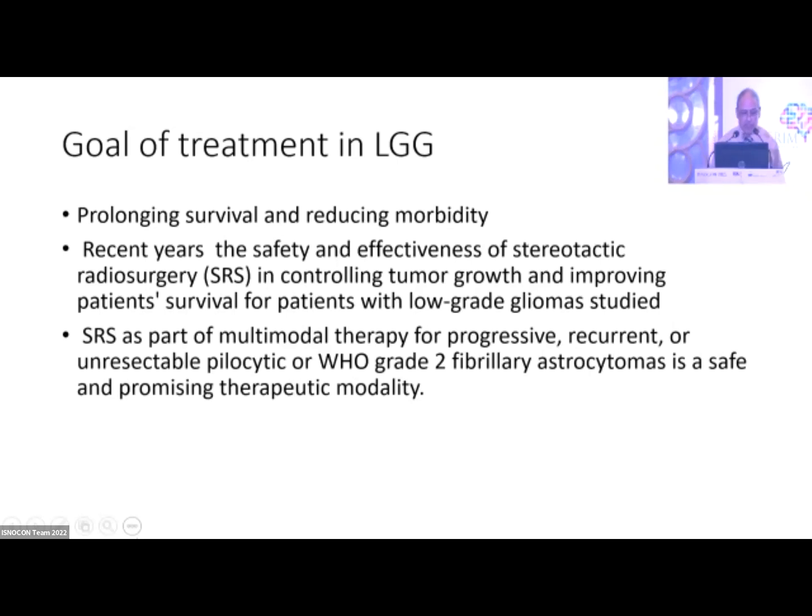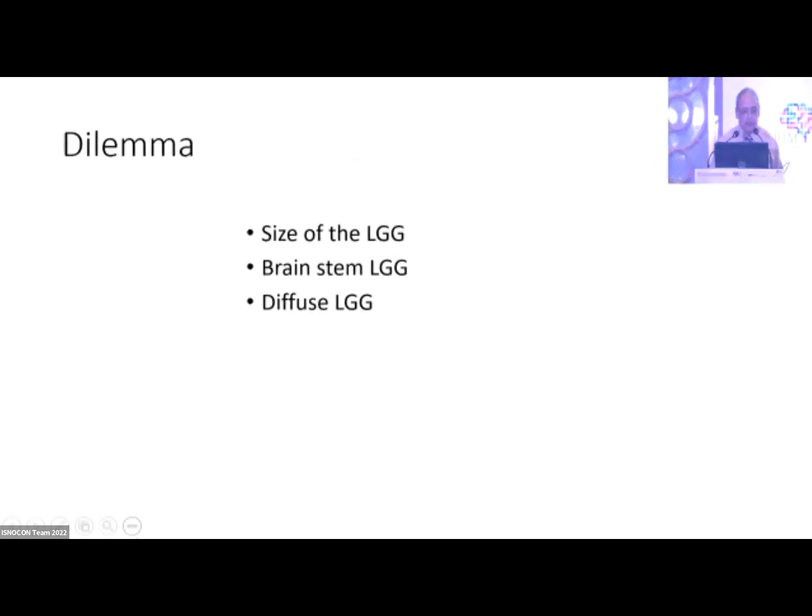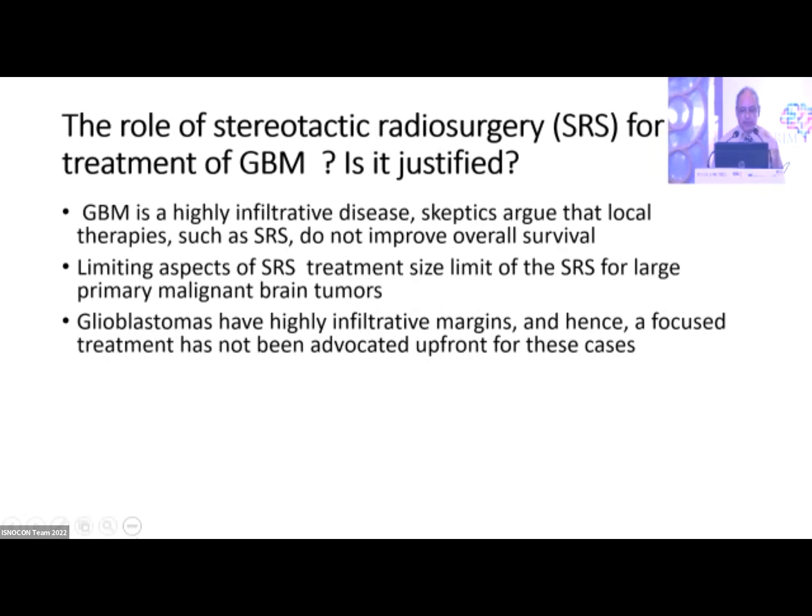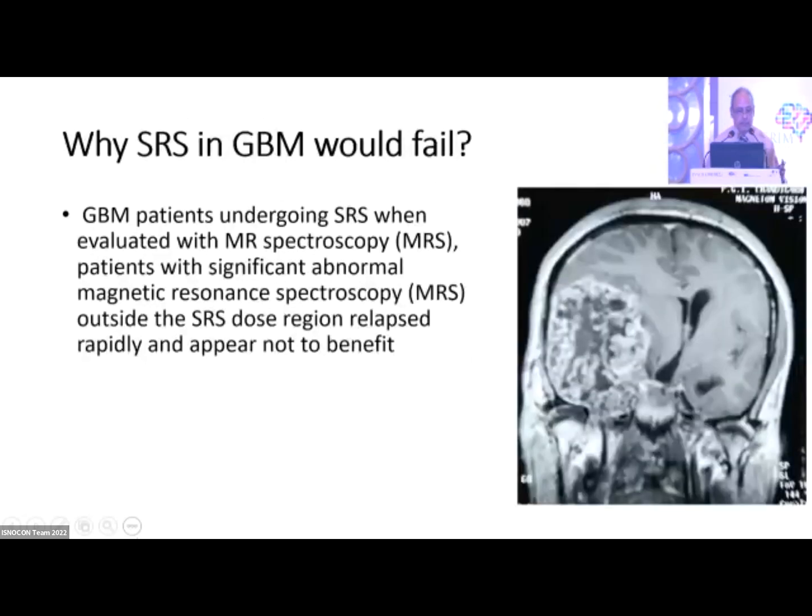But now SRS has been tried in multimodal treatment in progressive, recurrent, or unresectable pilocytic or WHO grade 2 fibrillary astrocytomas, and they promise to be safe. But then again, you have to remember the size of the LGG, the brainstem location of the LGG, and refractory LGG. They are not coming in this gambit, so it's a debatable issue whether we should go for it. The problem is when people are now trying to give SRS for GBM, is it justified? Because it's a highly infiltrative tumor. There's argument about whether we really can cover the whole area, and it has got the infiltrative margins also.